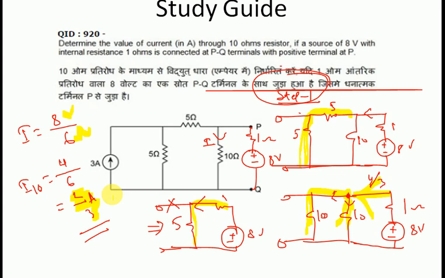Now we are also interested in the 3 ampere source, because according to the superposition theorem, we have to calculate each and every source. So let us move to our next slide. In this slide we are interested in the 3 ampere source. Now the 3 ampere source is like this one. This is the 3 ampere source.